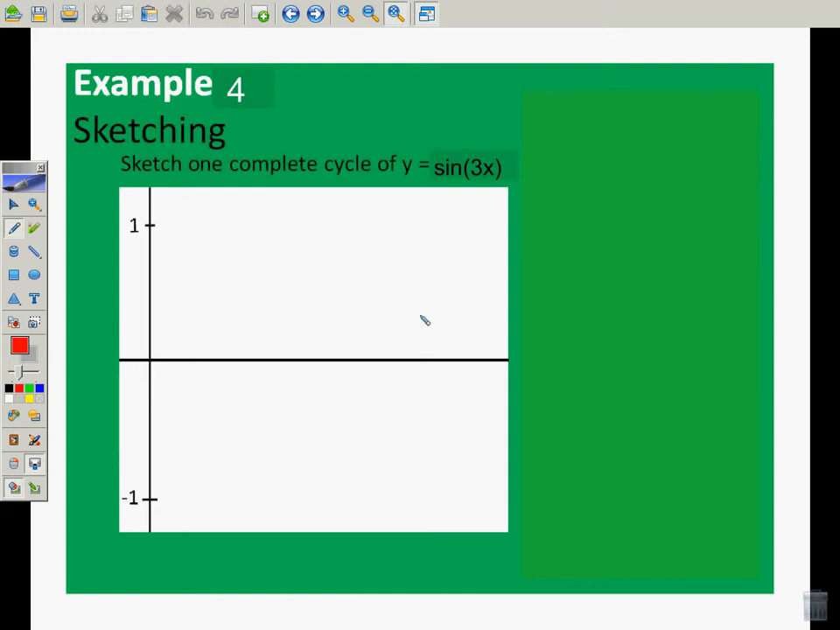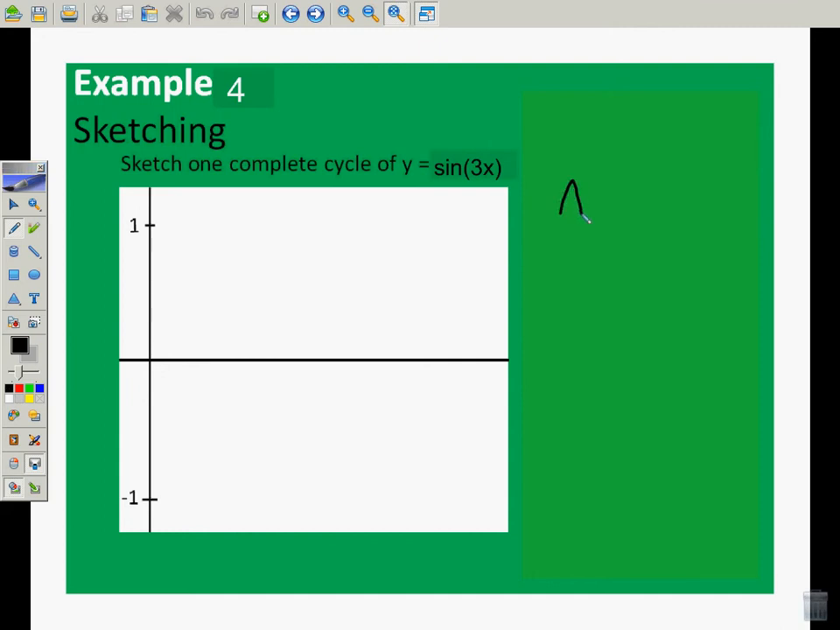Okay, we're going to be sketching graphs today, and the one that we're going to sketch today is one complete cycle of sine of 3x. And so what I like to do when I'm graphing trig functions is I like to lay out what I'm actually going to be talking about first.